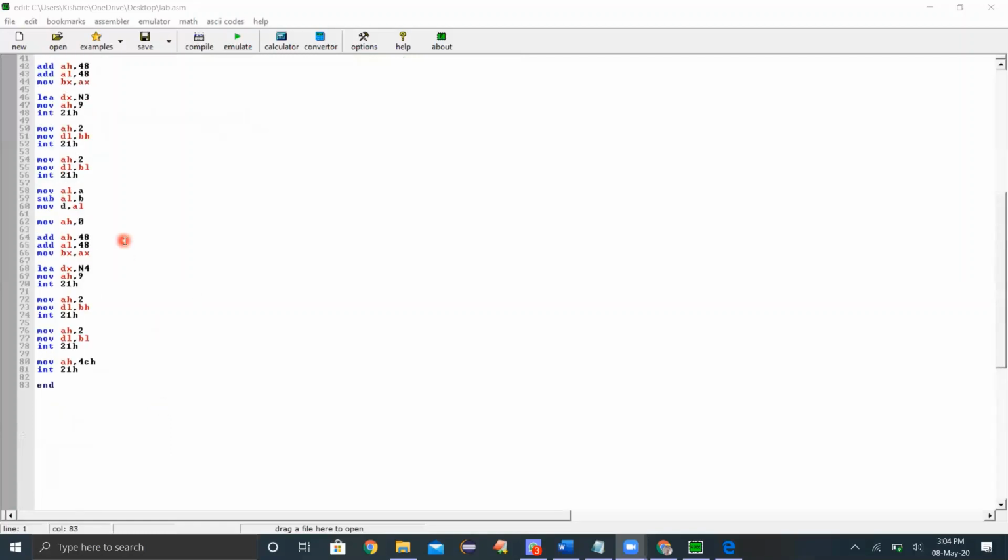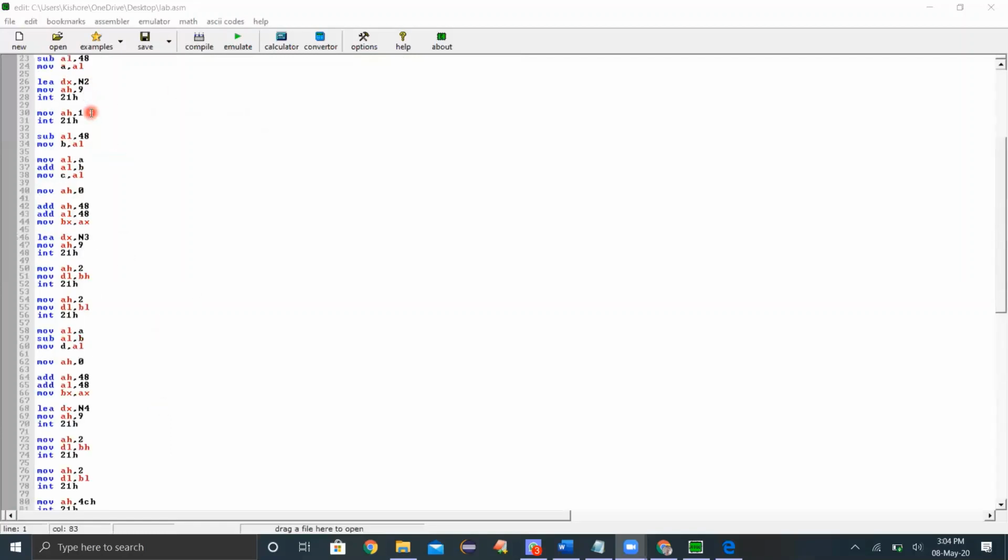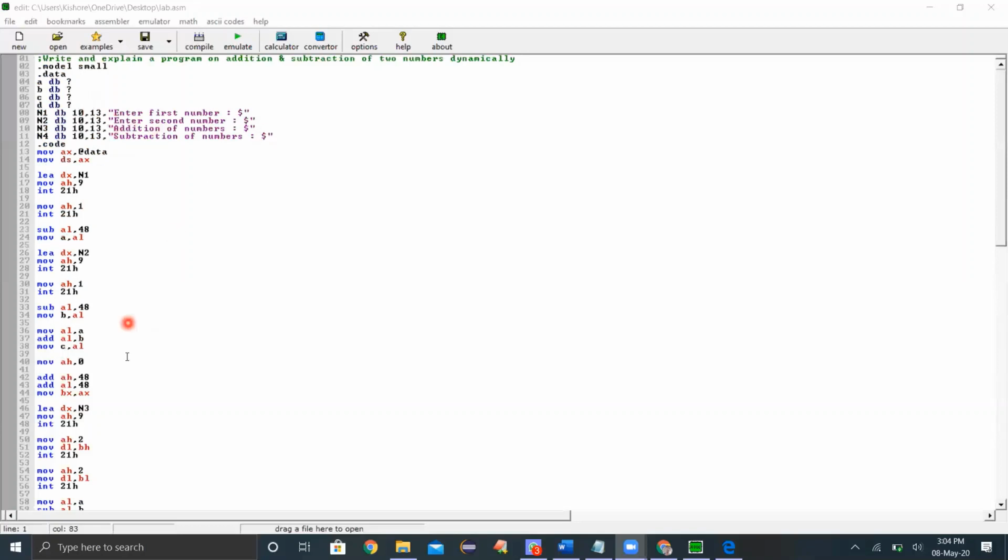Next, print N3. What is the N3 message? Addition of numbers. Now the addition of numbers string is printed on the display using these three lines. Now MOV AH, 2 is used to print the addition value. So MOV DL, BH: 2 is stored in AH and the BH value is stored in DL. What is BH? The higher digit of the addition value is stored in DL.